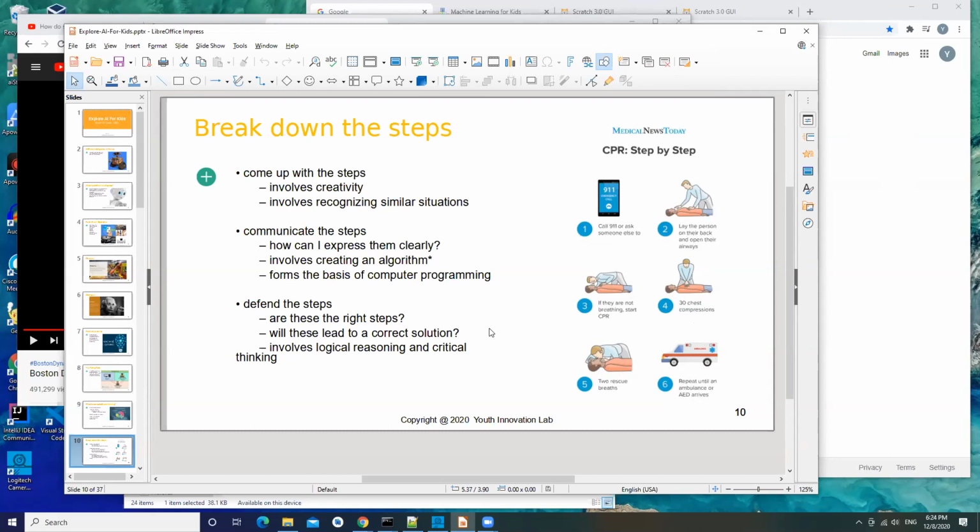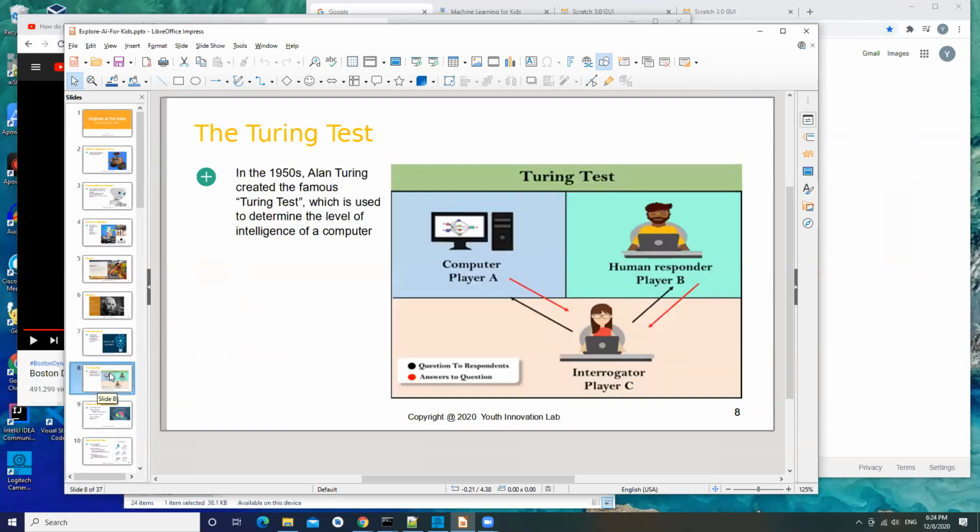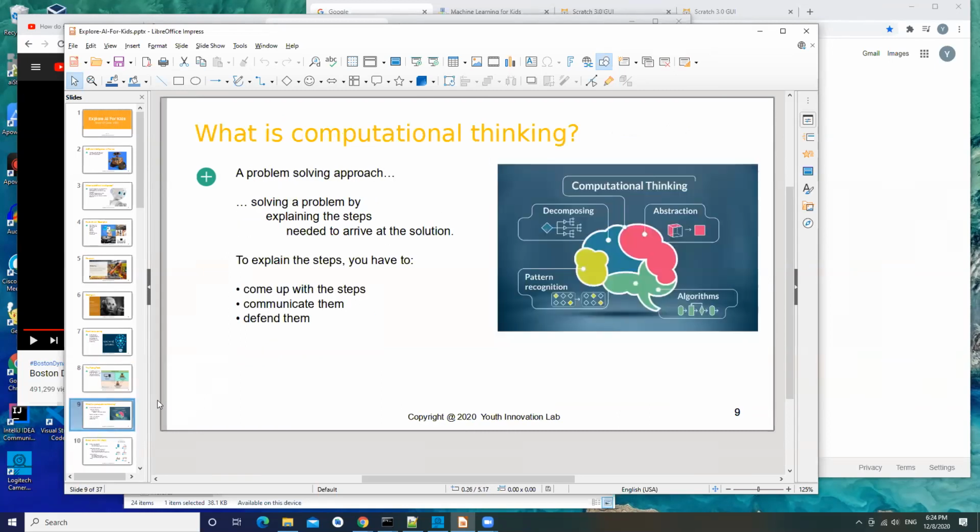So when you go through the CPR training, we are training ourselves to go through those steps. So do the computer. The computer doesn't really know how to do it, so they will go through the same thing. That's what we refer to as computational thinking.